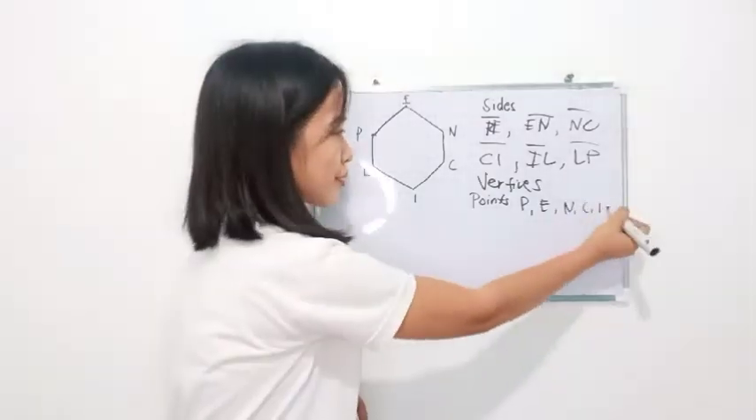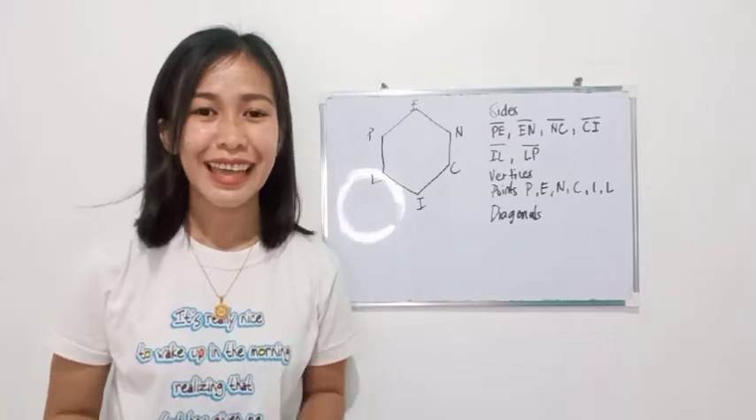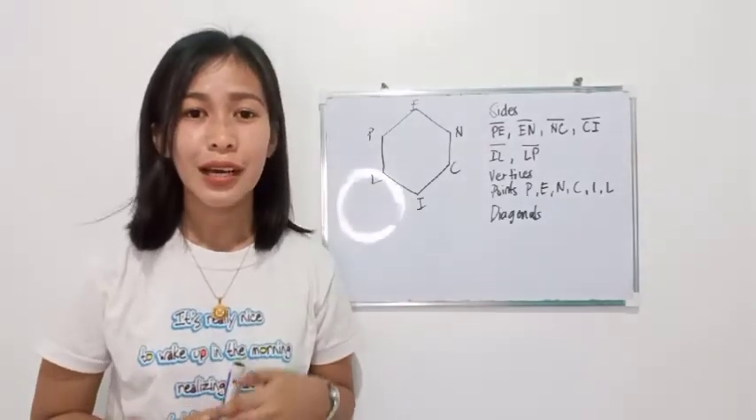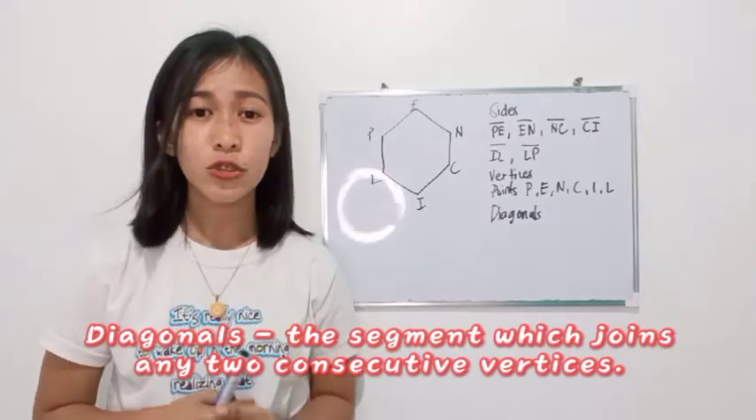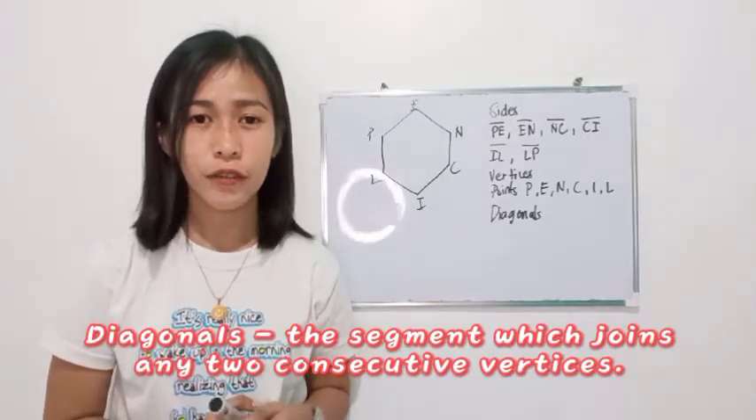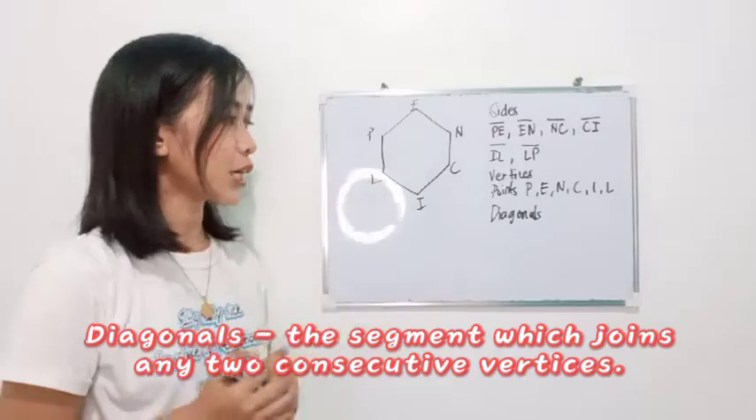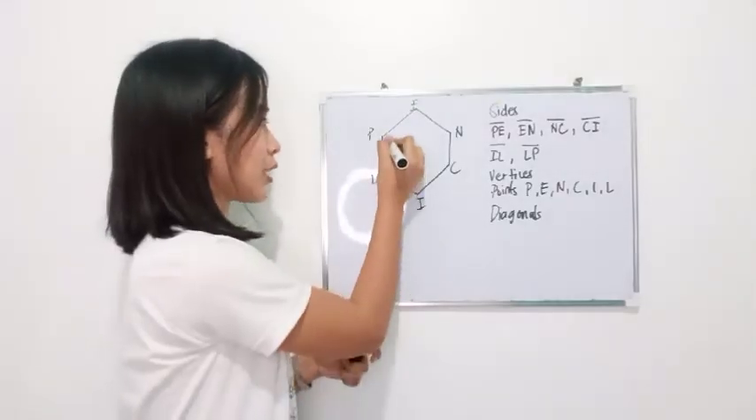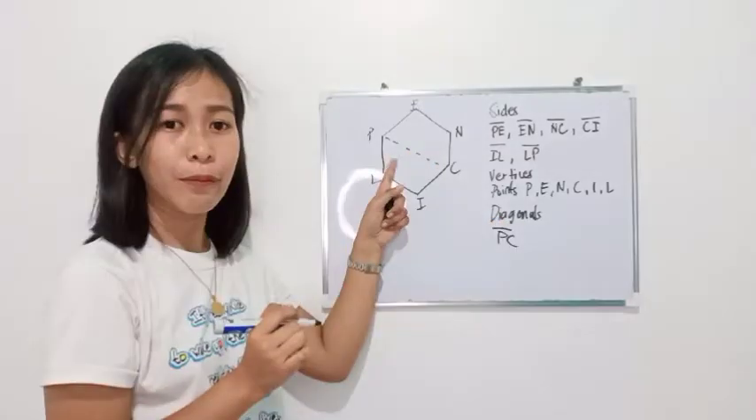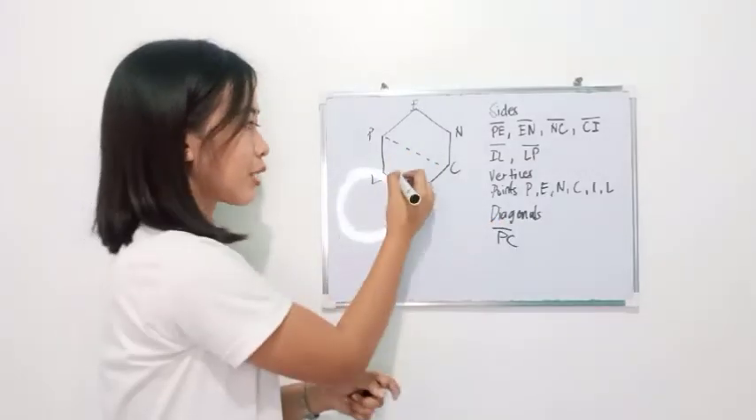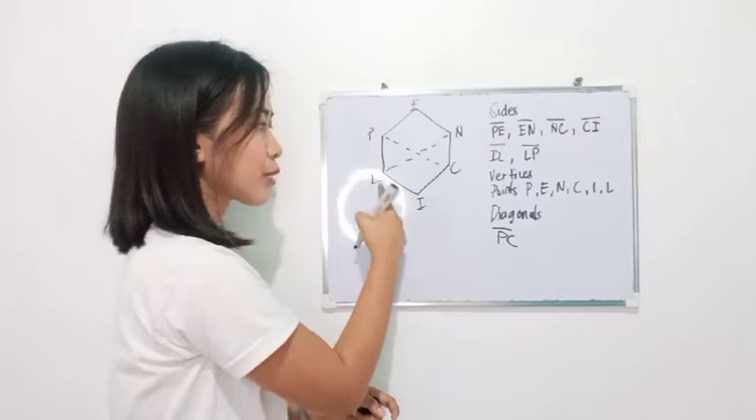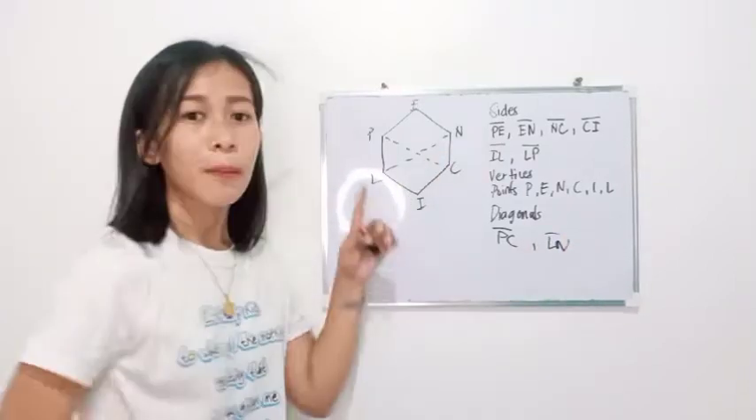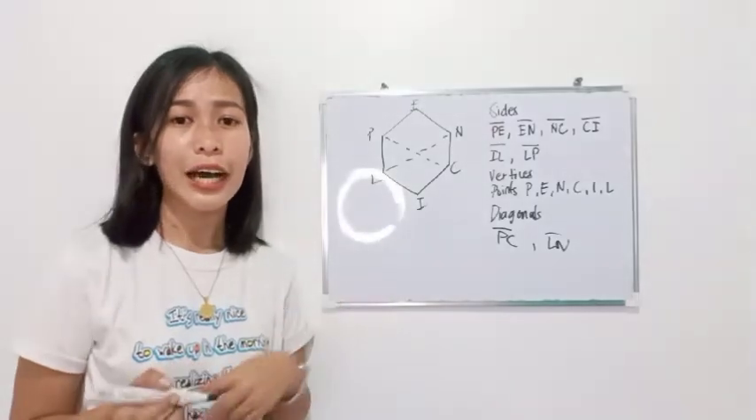Those are the vertices of this polygon. Alright? So now let us discuss the diagonals. When we say diagonals, it is a line segment that joins any two non-consecutive vertices. For example, in this polygon pencil, the diagonals are segment PC, and also segment LN. Ang diagonals natin is nasa interior lang siya ng ating polygon.